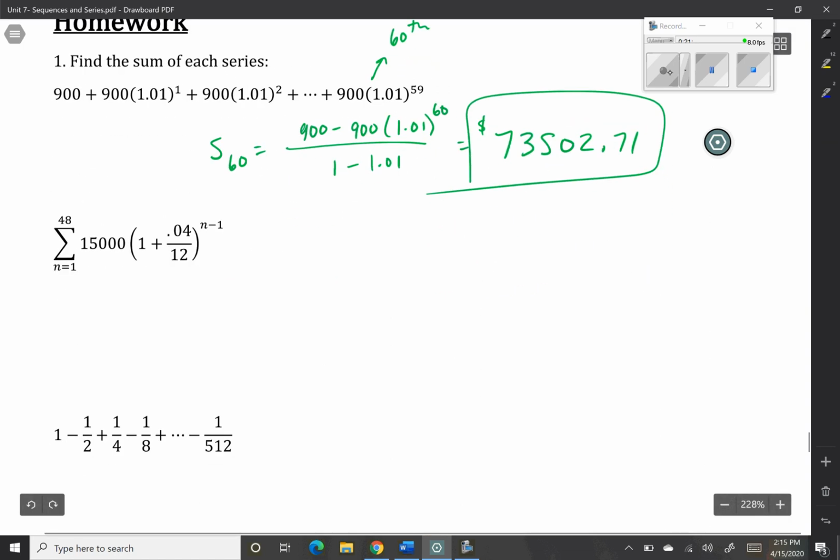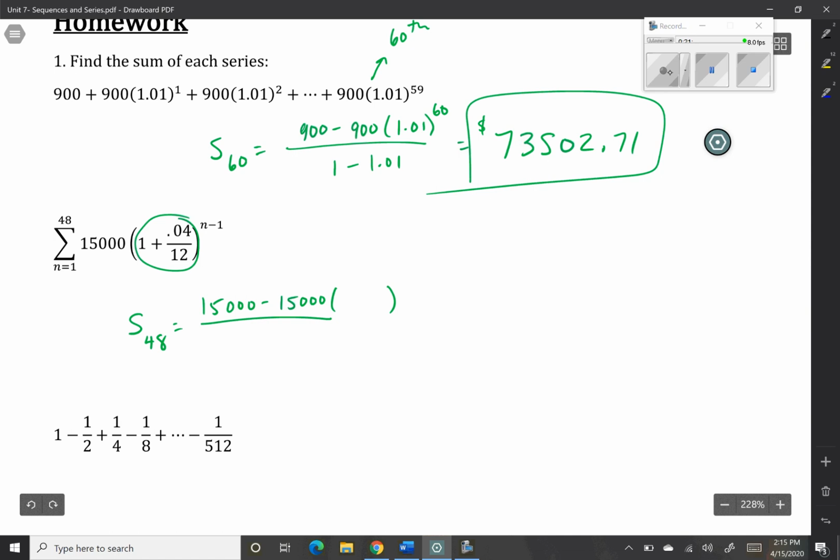The next one's written in summation notation. So if you have the new calculator, you literally could just type this in the calculator as is and find the sum. If you don't, or you just want to practice this new formula, what we're doing is finding the sum of the first 48 terms. The first term is 15,000. The common ratio is whatever this number is.